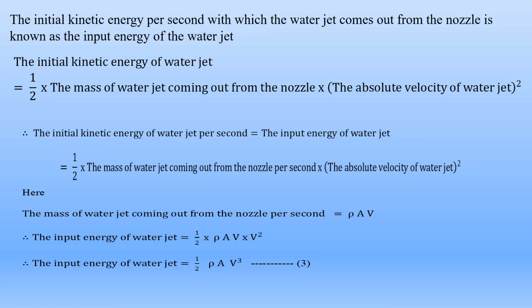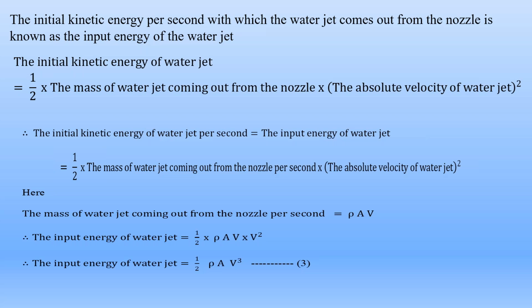So dear students, please understand, in the moving plate condition, we have two types of energies of water jets. First one, output energy of water jet. Second one, input energy of water jet. When the plate is in moving condition, the water jet has two types of energies: output energy and input energy.